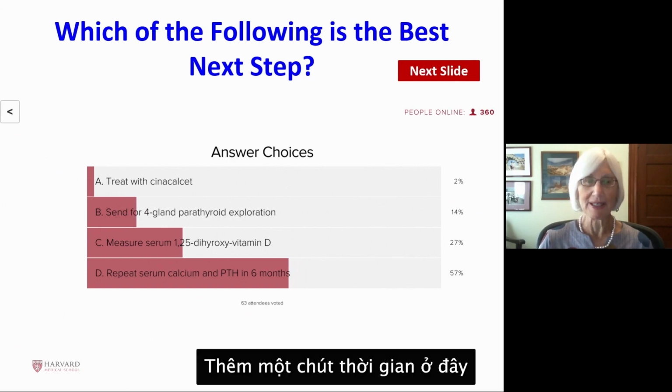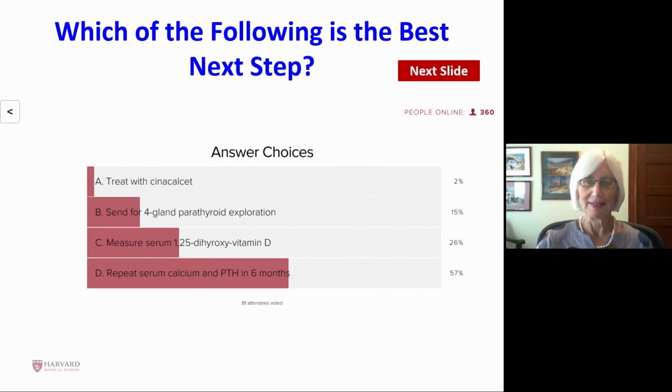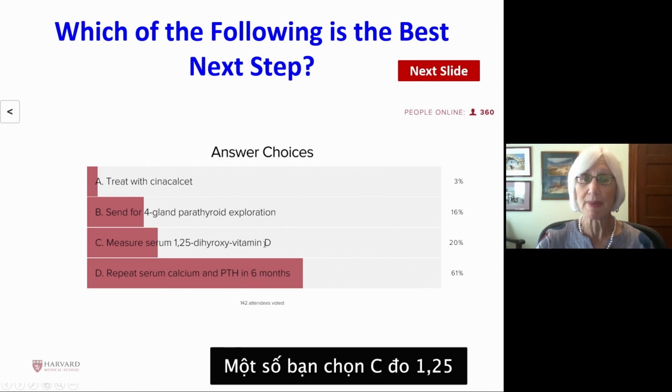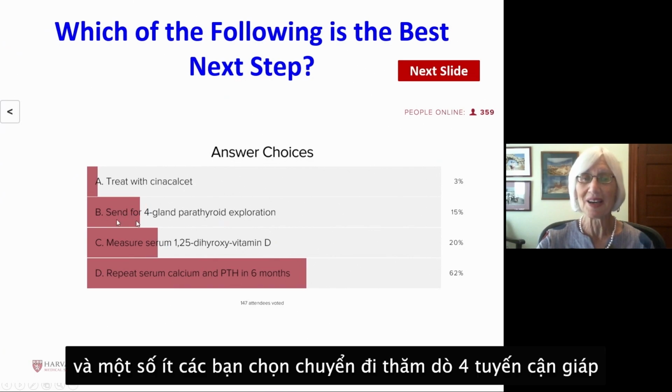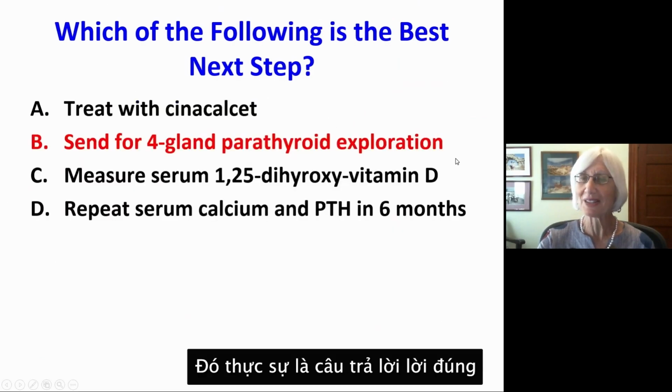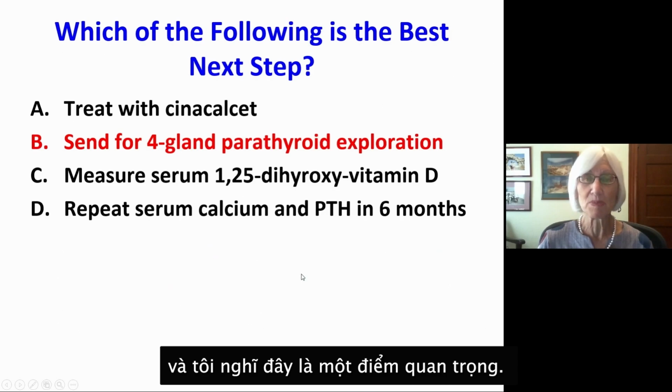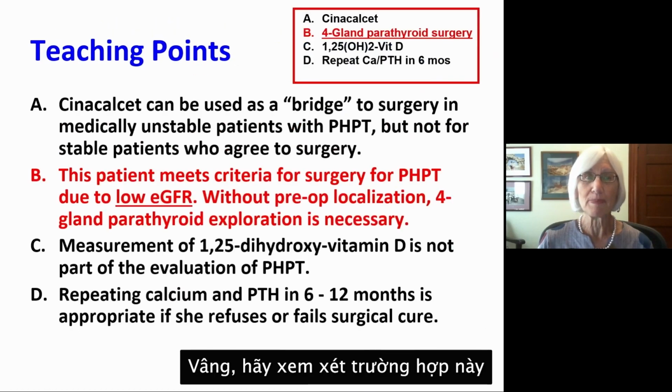A little more time here. Okay. So most of you are picking D, repeat the serum calcium in 6 months. Some of you are picking C, measure the 1,25. And a minority of you are picking send for the 4-gland exploration, which is actually the correct answer. So this is good. I always like to be able to teach you something. And I think this is an important point. So let's go over this case.